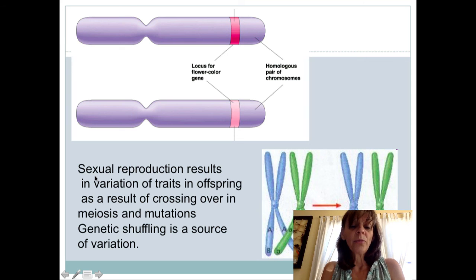So sexual reproduction results in variation of traits in offspring as a result of also crossing over. So you can get, when the chromosomes line up to duplicate, you can get crossover along with the variation you get from having sexual reproduction. And that causes some gene shuffling.